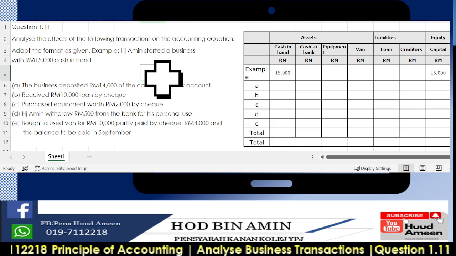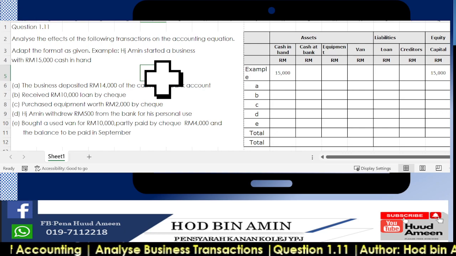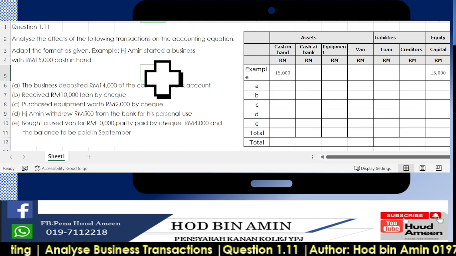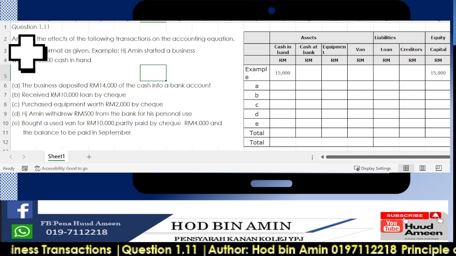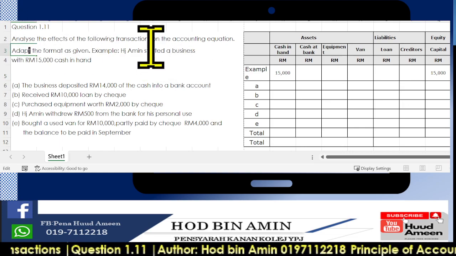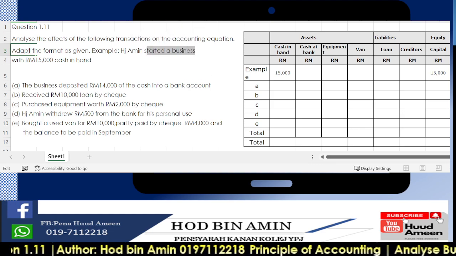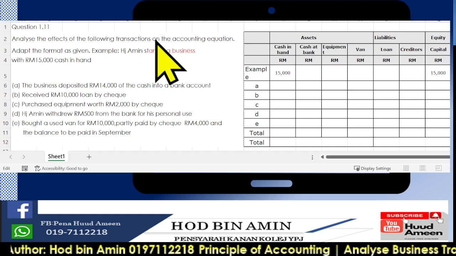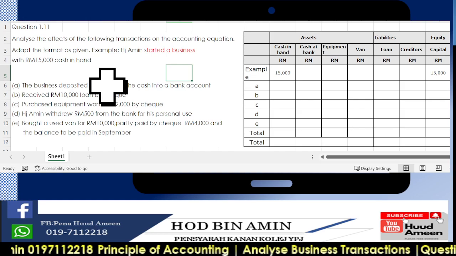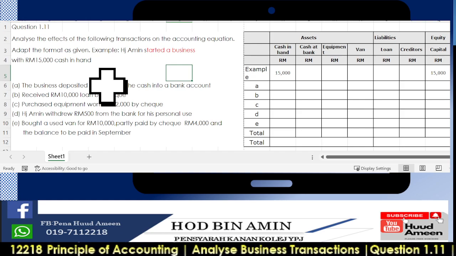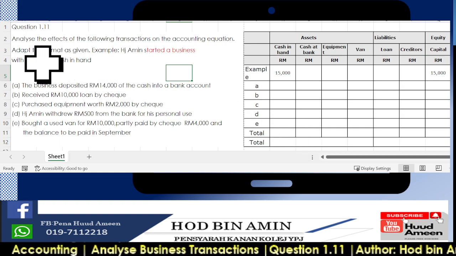For the example, they have given the answer. For example, Haji Amir started a business. So first step, you have to highlight. For example, this is started a business. Started a business meaning, so I'm using the red pen. Started business and cash in hand.